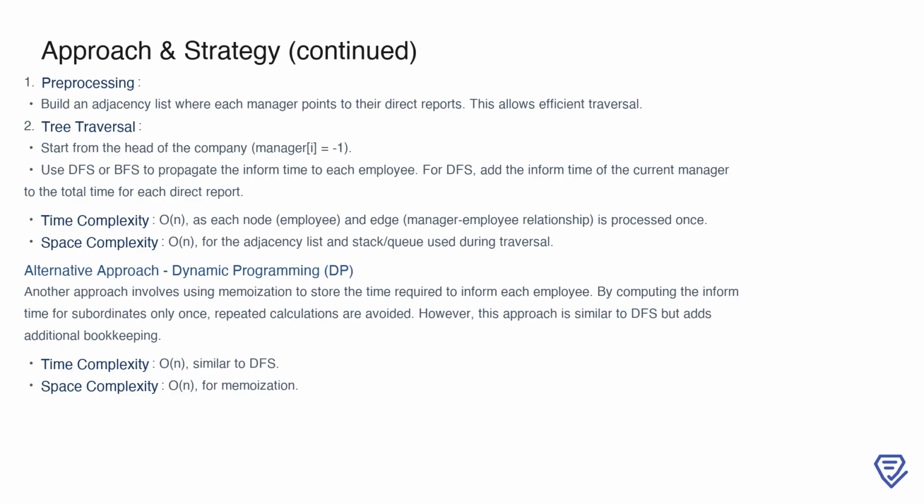An alternative method to consider is using dynamic programming with memoization. Here, we store the informed time for each employee to avoid redundant calculations. While this avoids recalculations, it is functionally similar to DFS with added bookkeeping, so it doesn't offer a significant advantage. Both the DFS/BFS and DP approaches share the same O(n) time and space complexities.